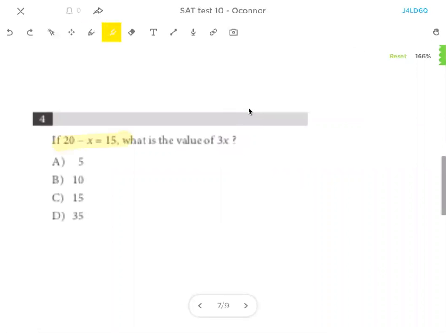Next, this is a very easy algebra question. The only trick to this is they don't want to know what x is, they want to know what 3x is. Don't fall for their trap.